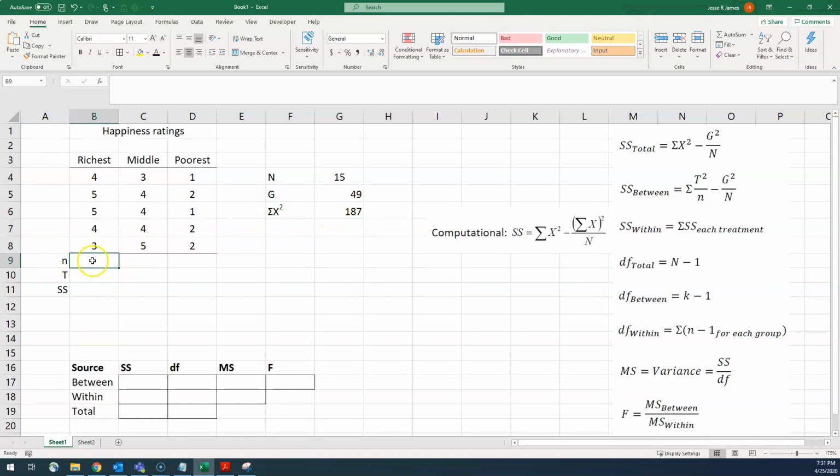In order to get that n right here, I can just count them up. There's 5. I can just type 5, or I could write equals the count of how many there are in that column, and it would also give me the same thing. So we just get 5 there. And then the total of the column right there is what T represents. So I'm going to do the sum of those.